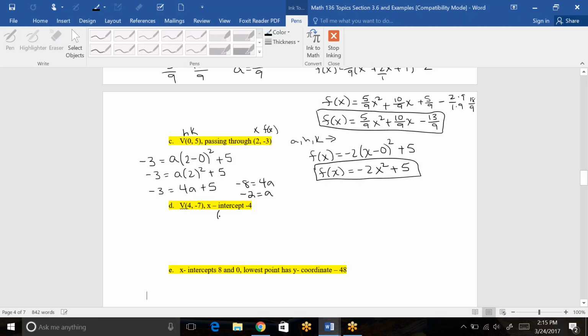For this, make sure you write the x-intercept as an ordered pair first. So here's my h, my k, my x, and my f of x. So this is 0 equals, we don't know a, x is -4 minus h, which is 4, squared plus k, which would be -7. That is -8 squared plus -7. I think I'm going to need more room on this one.